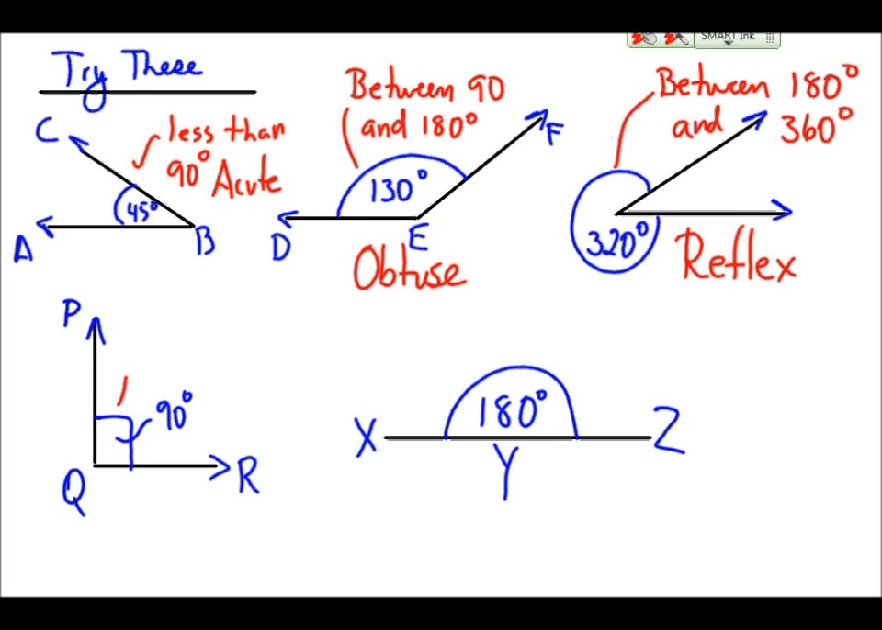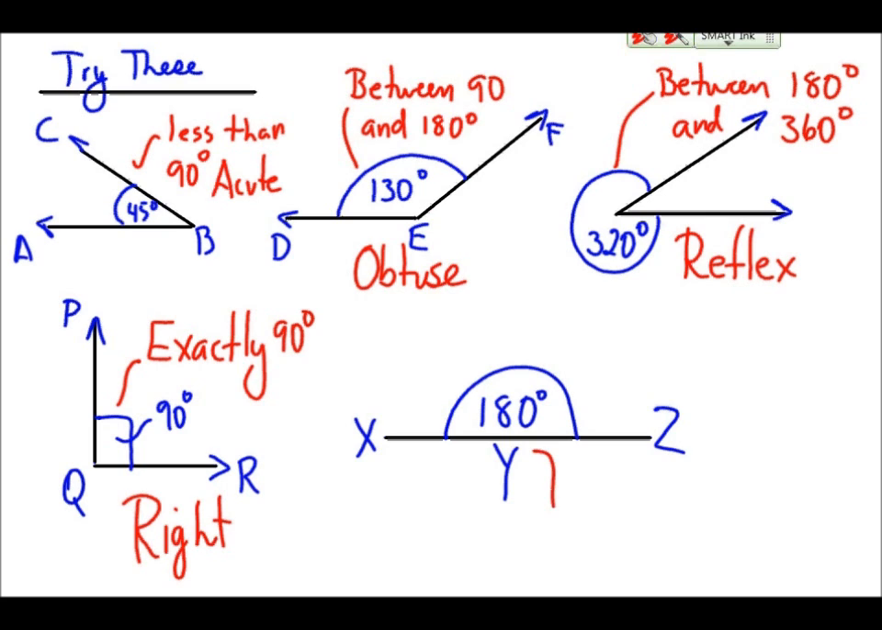This angle here is exactly 90 degrees. And when it's exactly 90 degrees, that's a right angle. 89 degrees, that would be acute, but exactly 90, that's a right. The last one is 180 degrees exactly, and therefore it's a straight angle. Don't forget, if you're between 90 and 180, you're obtuse. If you're bigger than 180, you're reflex. But if you're exactly 180, you're a straight angle.